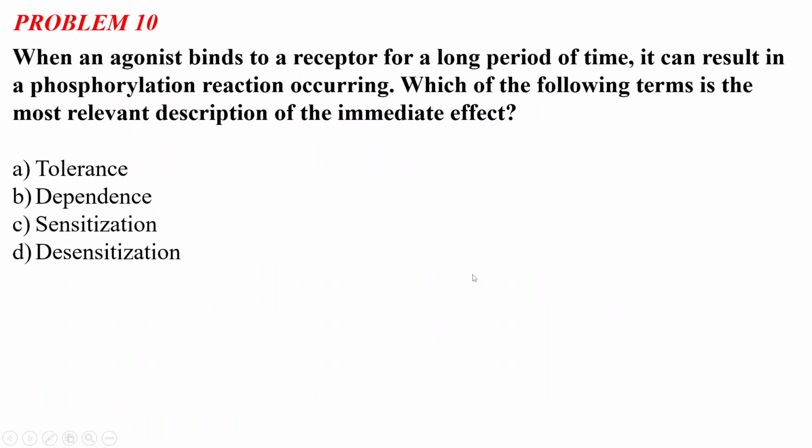Problem number 10 says that when an agonist binds to the receptor for a long period of time, it can result in a phosphorylation reaction occurring. Which of the following terms is the most relevant description of the immediate effect? Number A, tolerance. Number B, dependence. Number C, sensitization. And number D, desensitization. When an agonist binds to a receptor for a long period of time, it can result in phosphorylation. Which term is the most relevant description of the immediate effect?